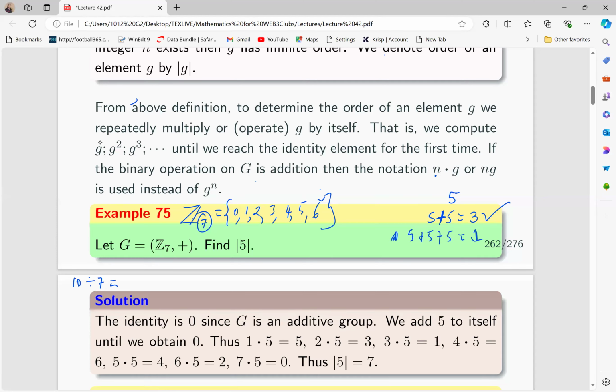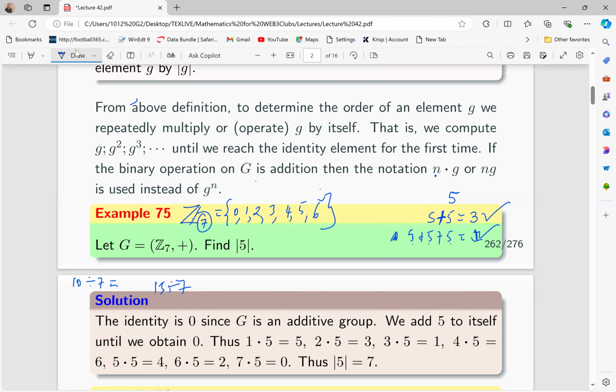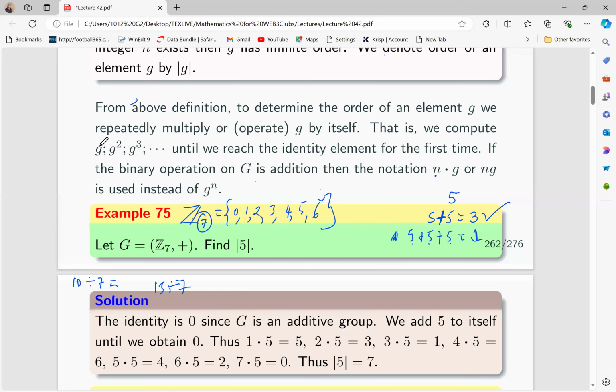So again, 5 3 times will be 5 plus 5 plus 5, which is of course 15. But now this 15 divided by 7, what is the remainder? That's what I've written there. So 5 plus 5 plus 5 will then be 1. And of course, you only needed to do this because we already know 5 plus 5 is 3. So that means this part is 3.